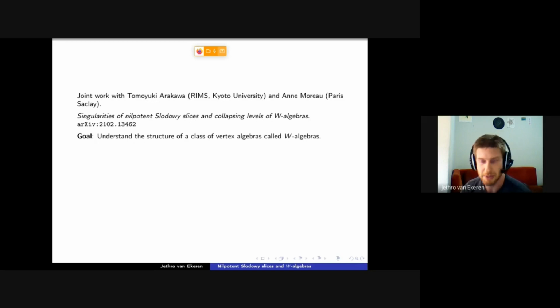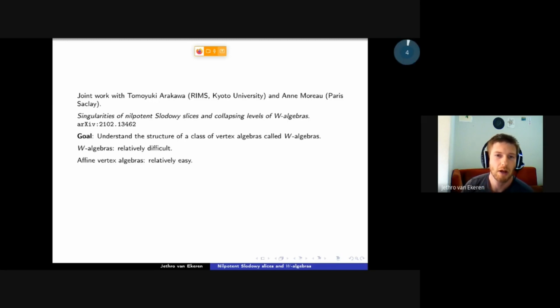So there are a number of reasons to be interested in W-algebras. The problem is that they're relatively difficult to construct and have complicated structures. They're difficult to understand. And so the more immediate goal of this work that I'm going to describe is to relate these W-algebras, which are difficult, to an easier class of vertex algebras known as the affine vertex algebras. And one should think of these as being relatively easier to understand.